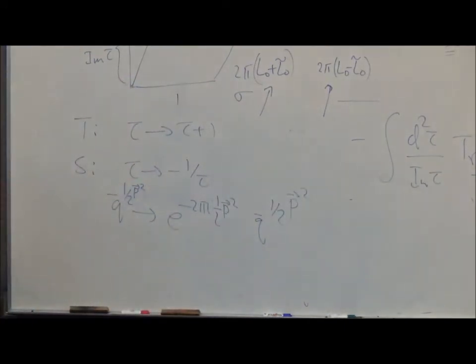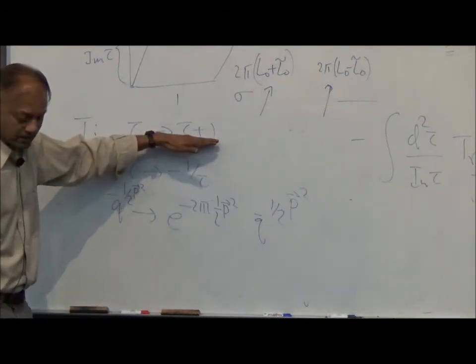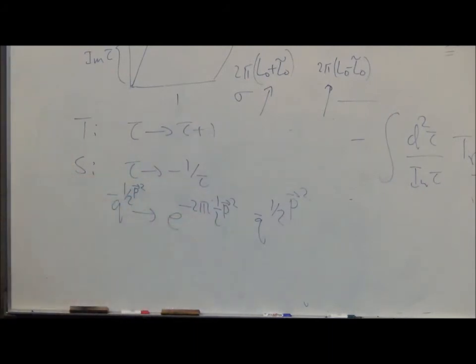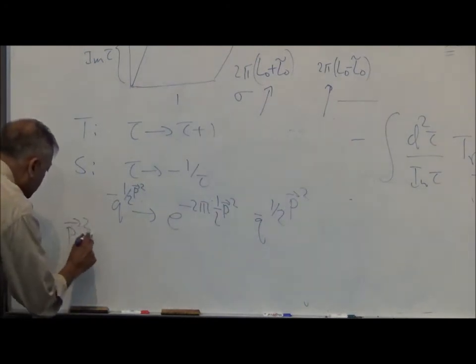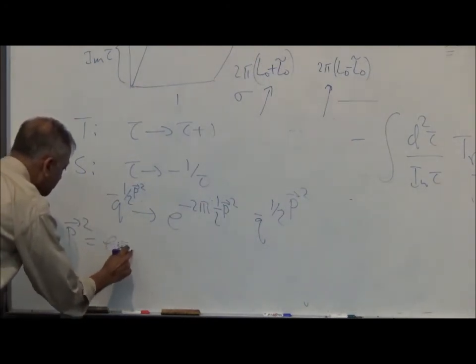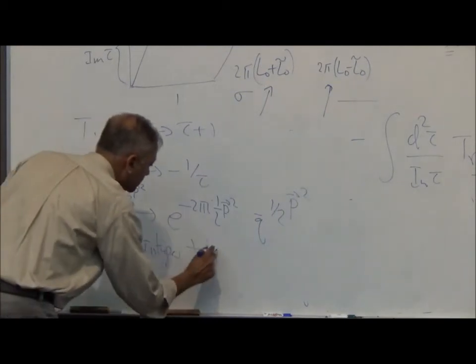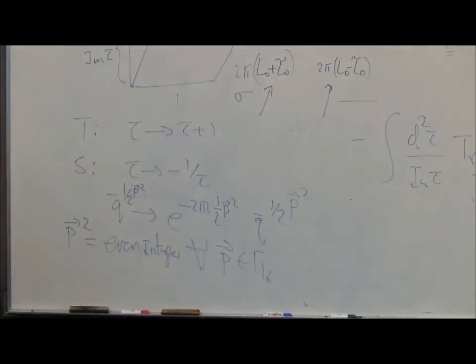So if a theory is to be invariant under this transformation, you already get an immediate condition that p squared must be even. This means that p squared must be an even integer for all p belonging to gamma 16. It's a very strong condition.